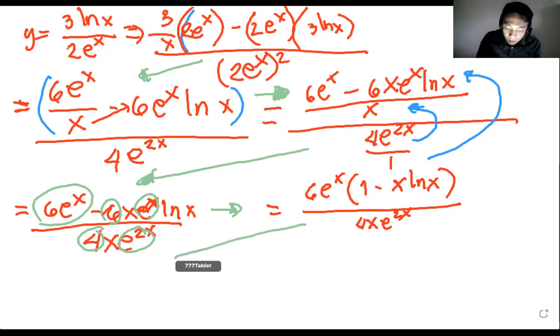Punta tayo dito. Equals. Since we have here, we can divide, right? So see 6 and 4, we can put them as 3 and 2. Correct? We can make 6 and 4 as 3 and 2.